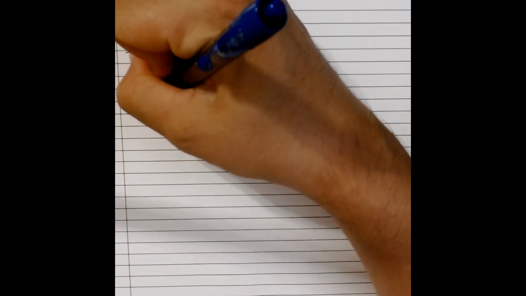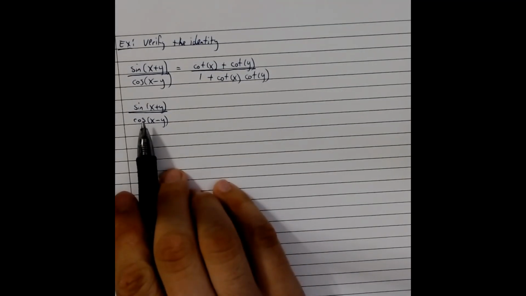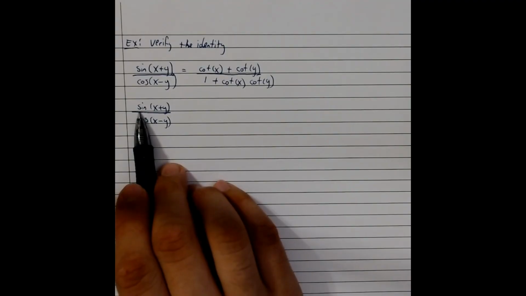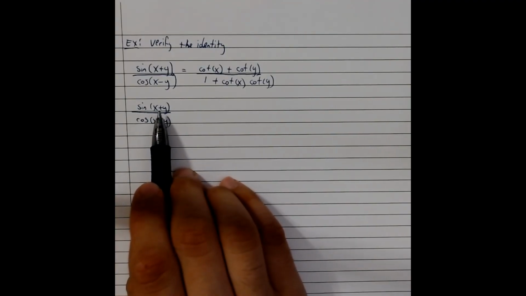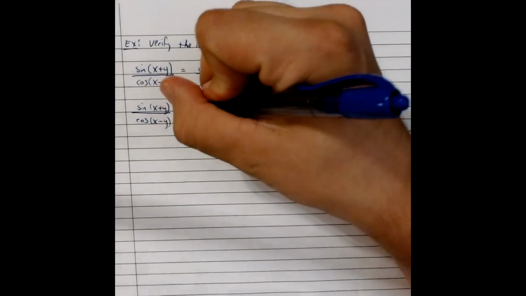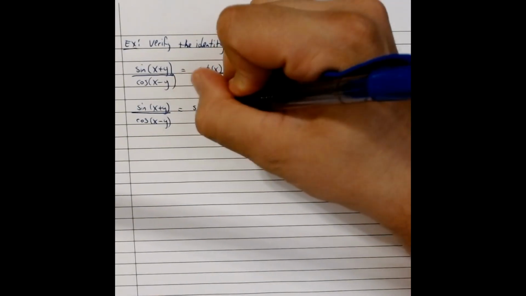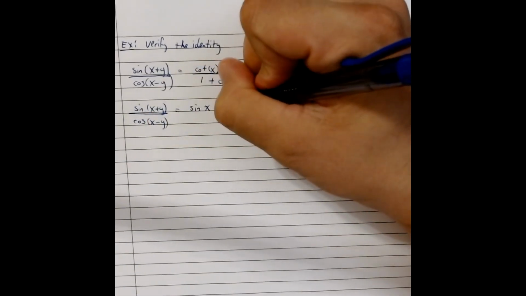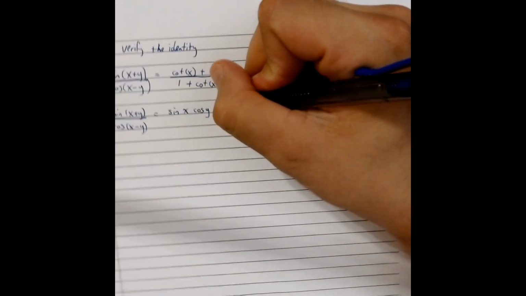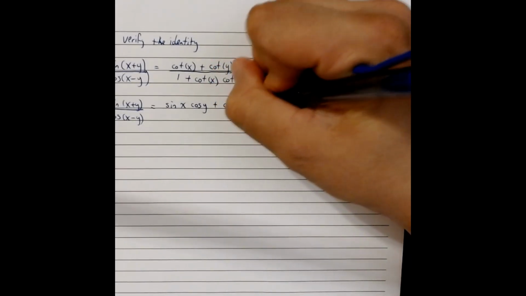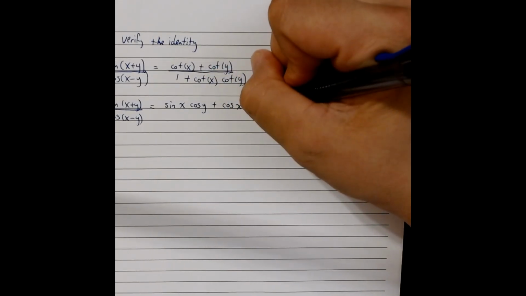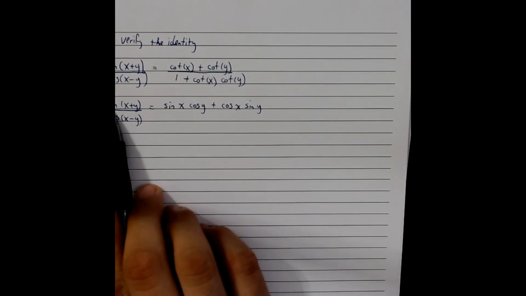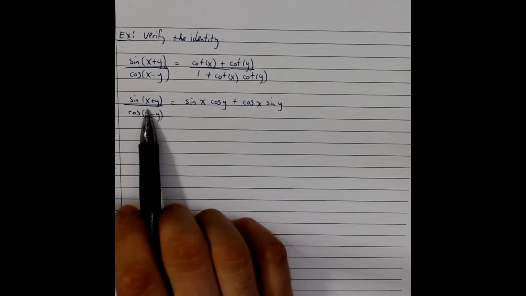So I'm going to take the sine of x plus y over the cosine of x minus y. And I have ways of rewriting both of these. The sine of the sum of two things, that's the sum formula for the sine function, which is going to give me the sine of the first part, sine of x, times the cosine of the second part, cosine of y, plus the cosine of the first part, cosine of x, times the sine of the second part, sine of y. All right, so that's the sum formula for sine.